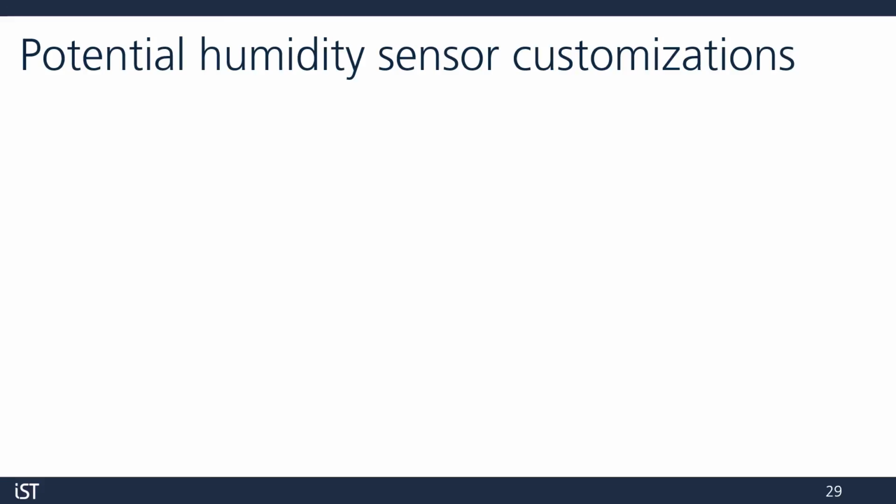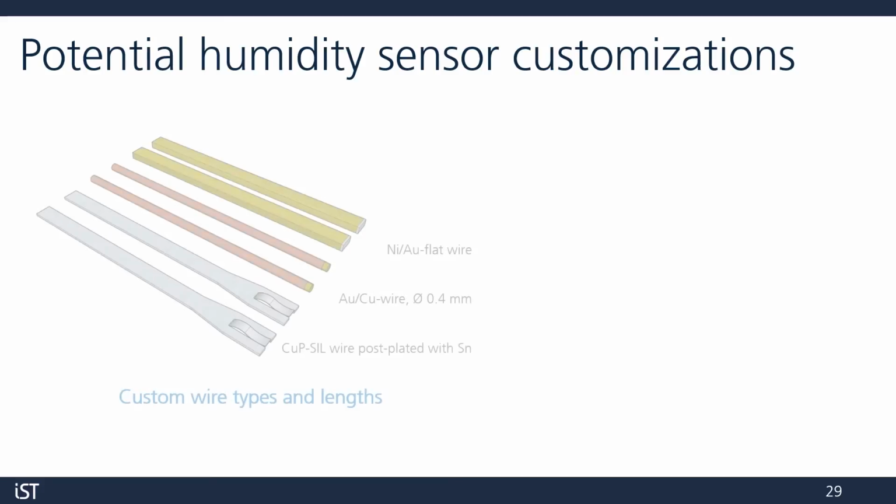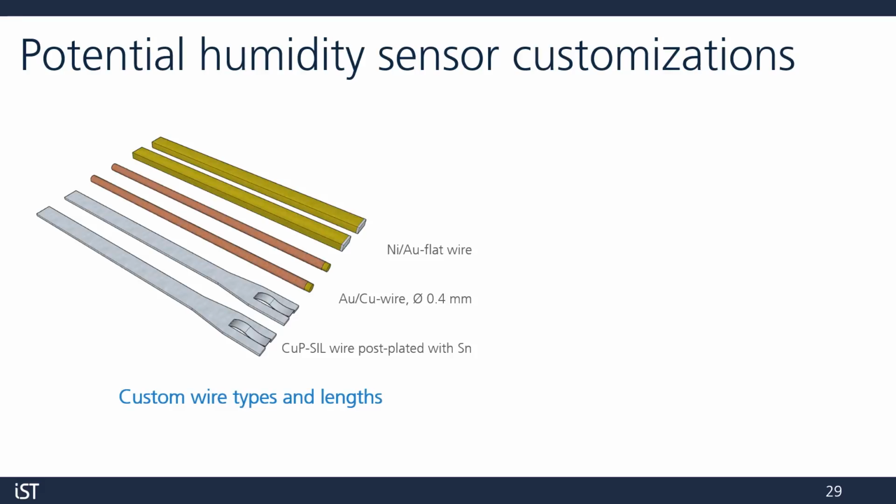Here are a few ways we can customize a sensor for your particular application. First, we can change the wire style, material, and length. Here are a few common ones you'll see on our humidity sensors. The different wire types have different mechanical properties and are rated for different temperature ranges. If you have something special in mind, let us know.